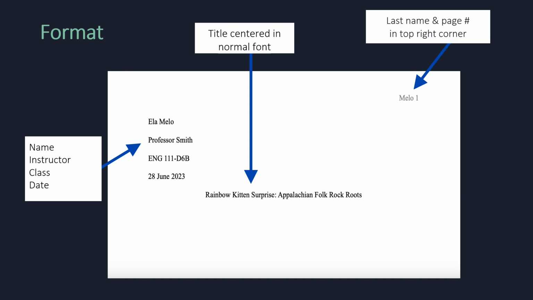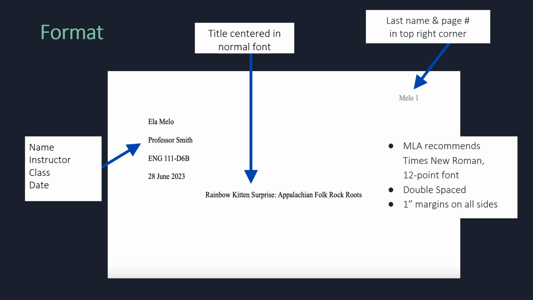The upper right corner of the first page contains your last name to the left of the page number. Add this by inserting the page number, typing your last name, and then putting one space in between. Make sure to set it to Times New Roman 12-point font, which is the same font and font size the entire essay should be written in.